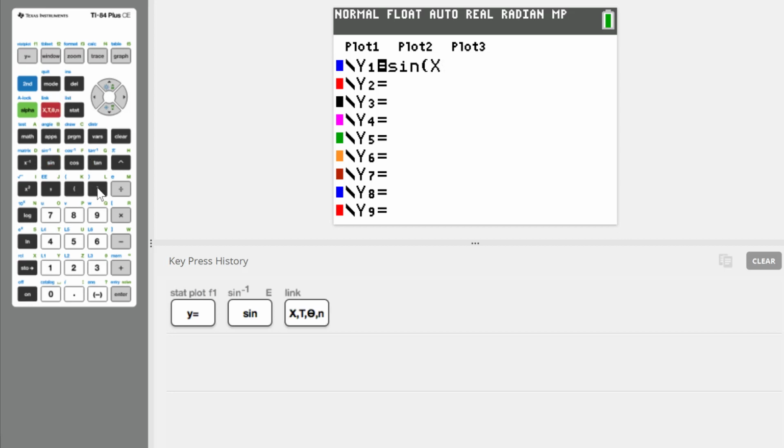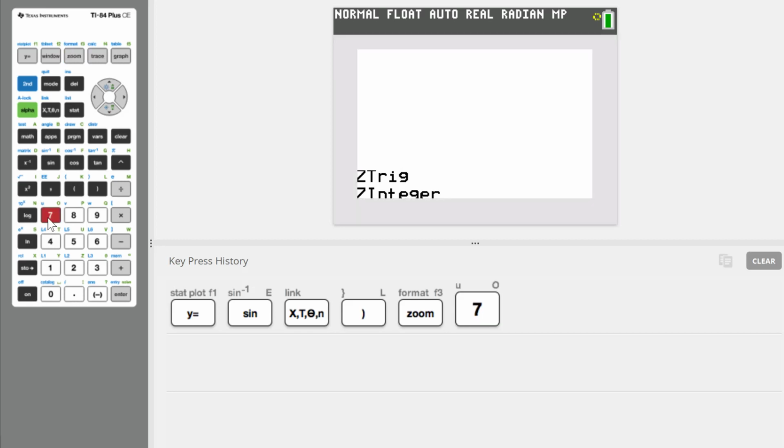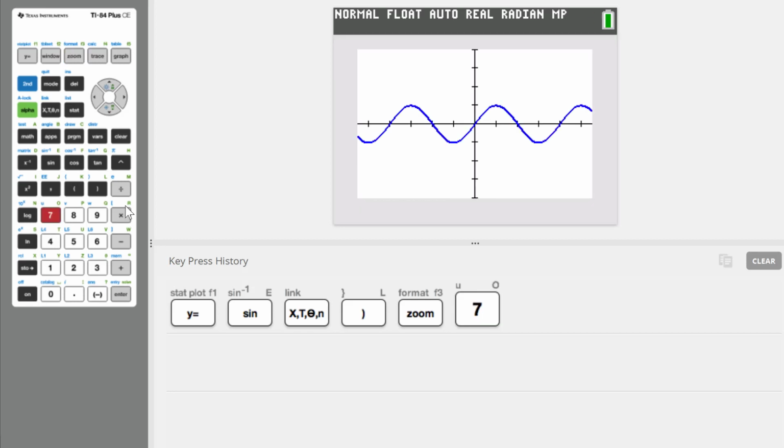Close off the parentheses. And then normally when you draw a graph, you need to tell the calculator what portion of the graph you want to see. The nice thing with our regular trig functions is there's a pre-built window in the zoom area. So if you hit the zoom button, choice 7 is Z trig. And that provides a pretty nice window.